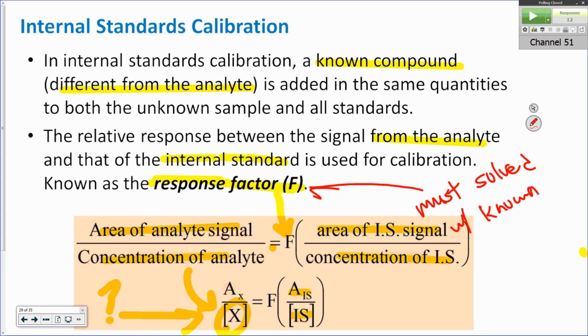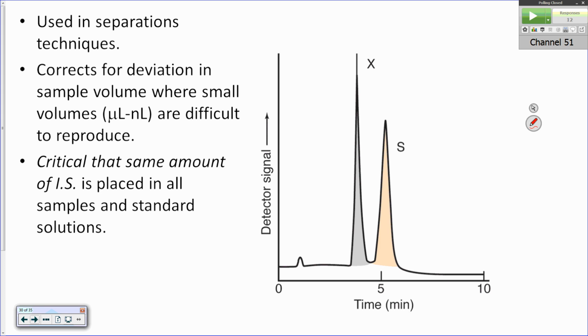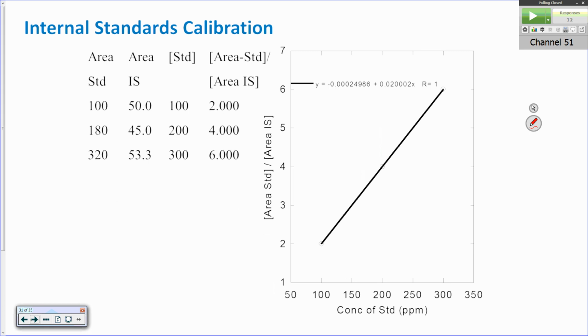You've got to take a series of samples with known concentrations. And "solved" is probably not as correct as "calculated." We calculate what the value of F is with a series of standards. Okay, let's look at some examples of this. You use this technique a lot with chromatography, where you've got two separate signals.